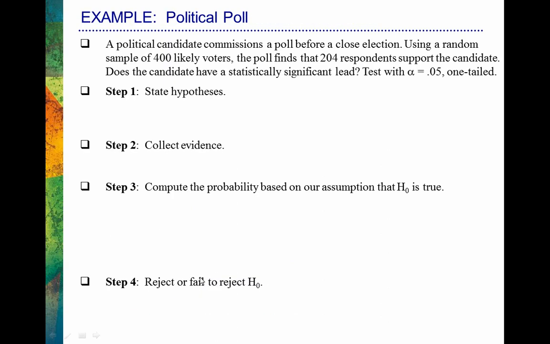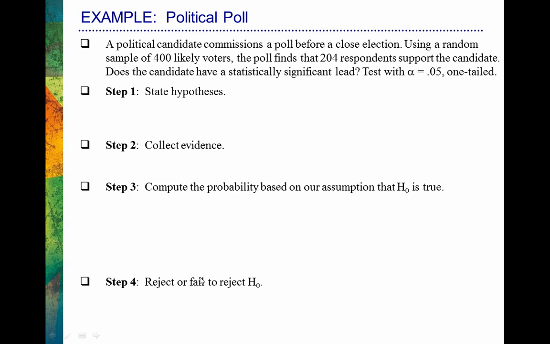Let's talk about a political poll. A political candidate commissions a poll before a close election. Using a random sample of 400 likely voters, the poll finds that 204 respondents support the candidate. Does the candidate have a statistically significant lead? Test with alpha equals 0.05, one-tailed. We're going to do a one-tailed test in this particular example just to get some experience. In this case, we are predicting that our candidate actually has a lead.